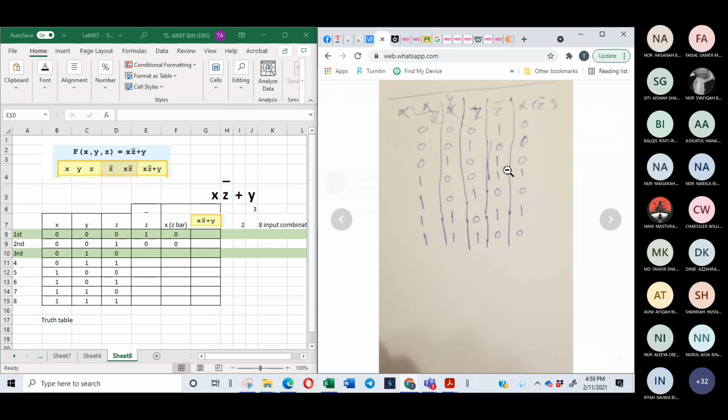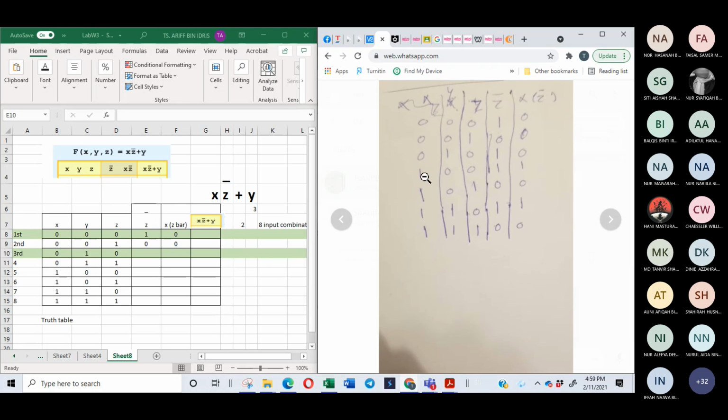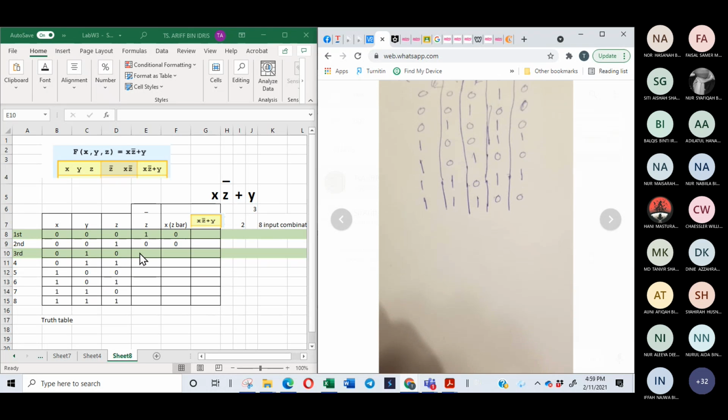Okay, 0 and 1, the answer will be 0. Correct for the third combination. Class, what about the fourth combination? Let me fill up here. So this z bar, in accordance with Faisal, the answer will be 1. And x z bar, the answer will be 0.